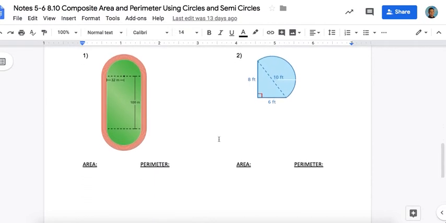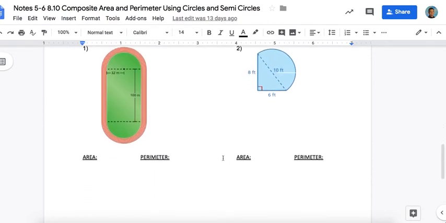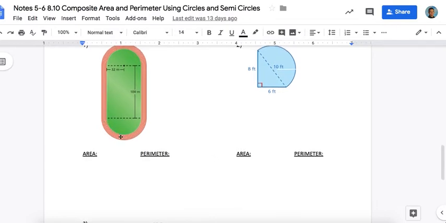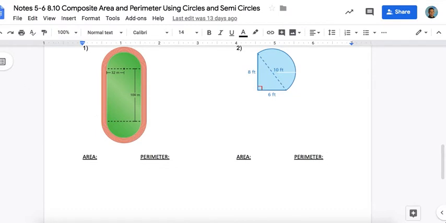So number 1. Okay, we need to find area and perimeter, so we're going to do area first. And I notice it's already split up for me. I have 2 semicircles and I have a rectangle. And I notice that both semicircles are going to be the same.